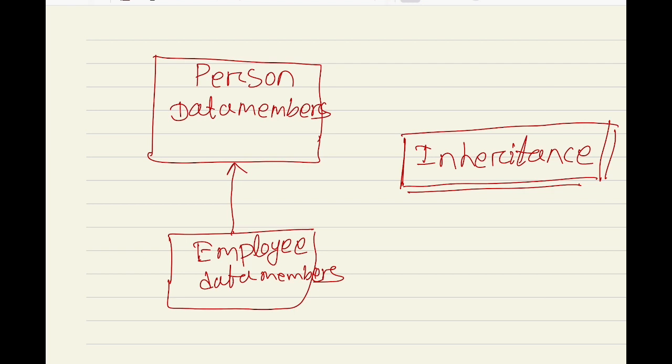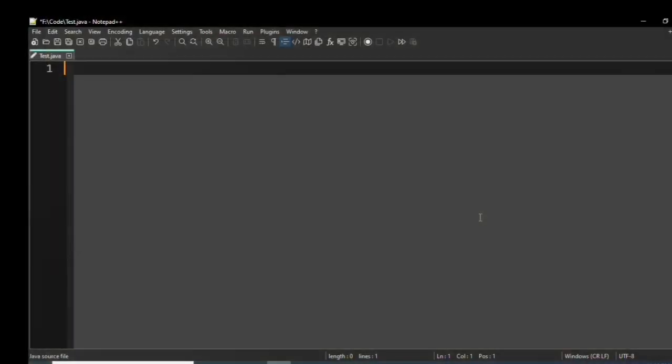Now we will see the implementation of it and write a program on the concept of inheritance. Okay, now let us write a program using the concept of inheritance. That means we derive one class from another class. So let us write the program.